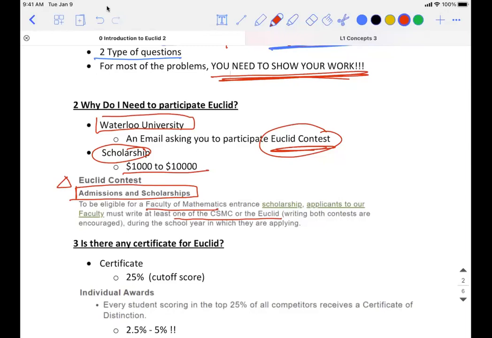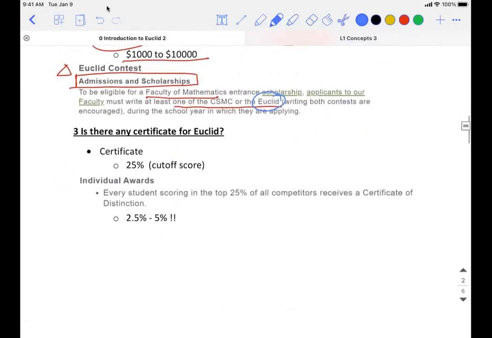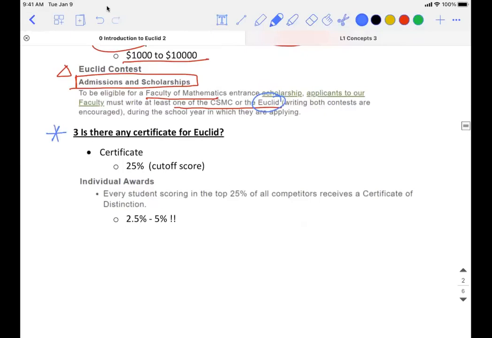If you do a comparison between the two, Euclid is actually way more important. That being said, the Euclid exam is very practical. It helps you get admission to Waterloo University and also helps you get the new student entrance scholarship. All right, so the third question: is there any certificate?